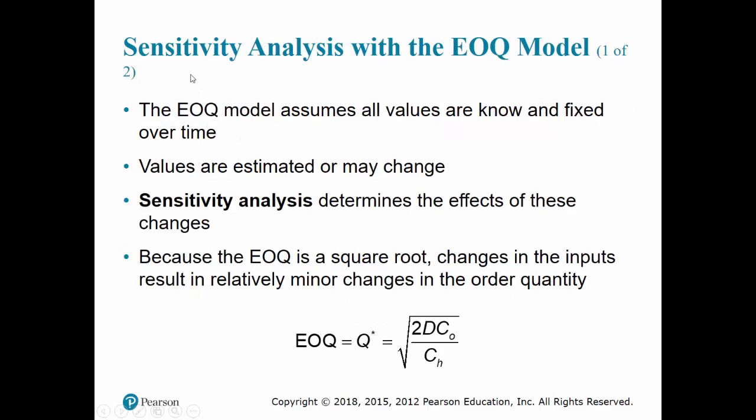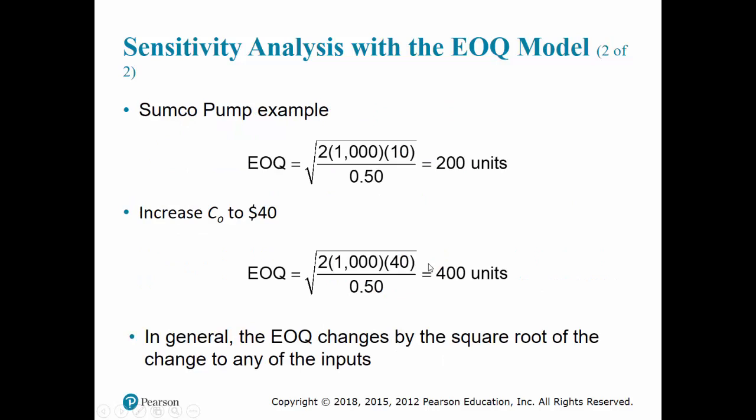Now, one more aspect for sensitivity analysis is to see how much change there will be for the quantity itself. Instead of looking at the cost, we can look at the value of Q. Because of the square root that we have, the change is moderated. So here, for example, increase C sub O by 4 times, right? From $10, you go to $40. But EOQ goes up only by twice because of the square root.